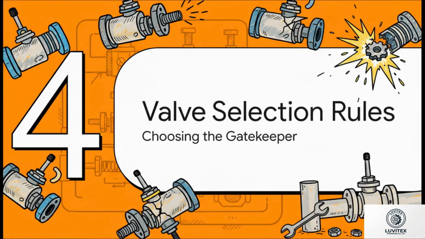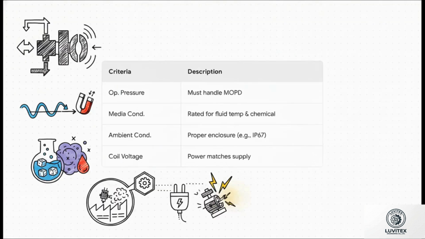Section 4. Rules of valve selection. Choosing the right gatekeeper. Now, selecting a valve isn't just grabbing one off a shelf. It's a high-stakes checklist. First up, operating pressure. The valve absolutely has to overcome the system's maximum opening pressure differential, or MOPD. If it can't, the magnet just won't be strong enough to open it.